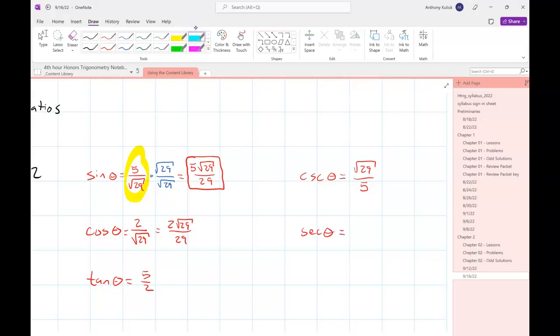It's almost like you've done this already today. I have. And what's the value for secant then? Square root 29 over 2, right? And the value for cotangent? 2 over 5.